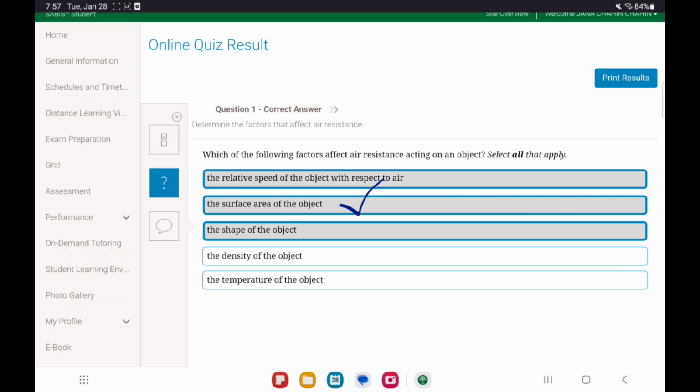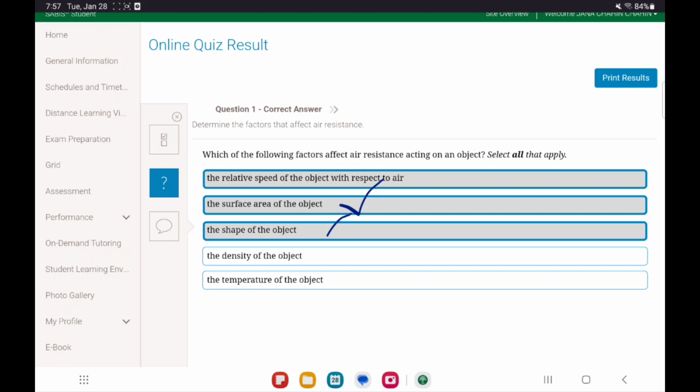If you have more surface area, that means you have a bigger shape, and if you have smaller surface area, that means you have a smaller shape. So shape is kind of the same thing as area, but it's worded differently. So shape and surface area are the same, okay? The relative speed of the object with respect to air, okay?